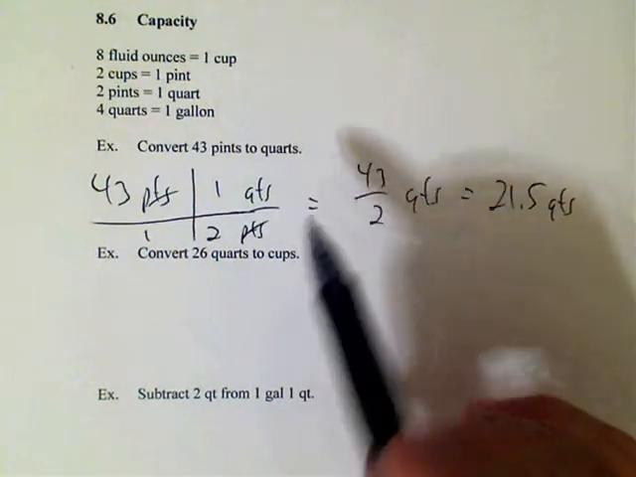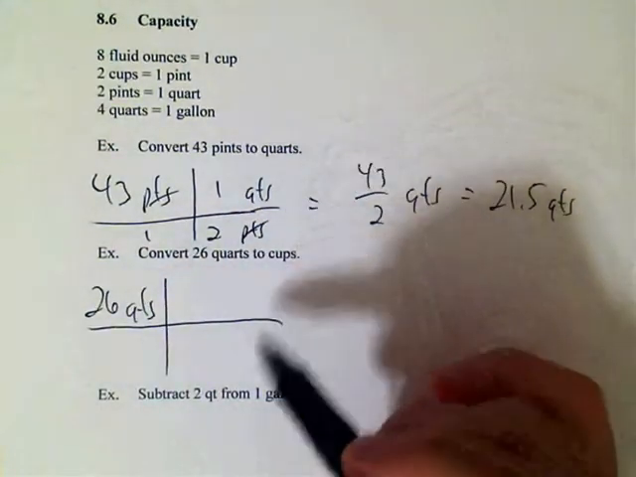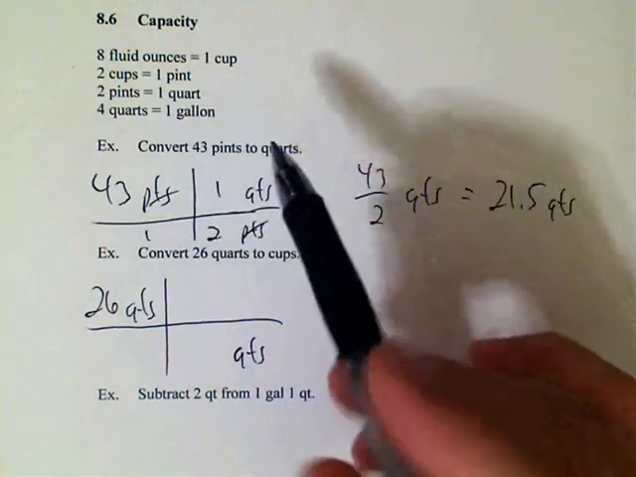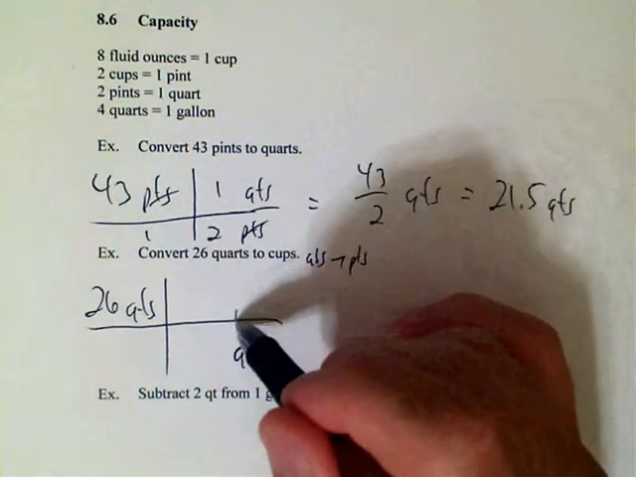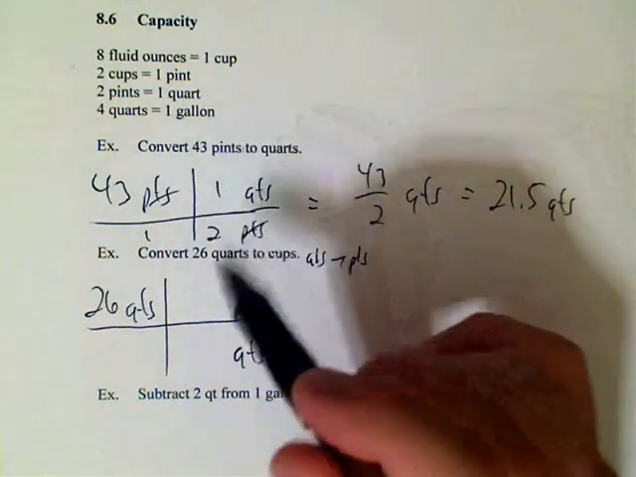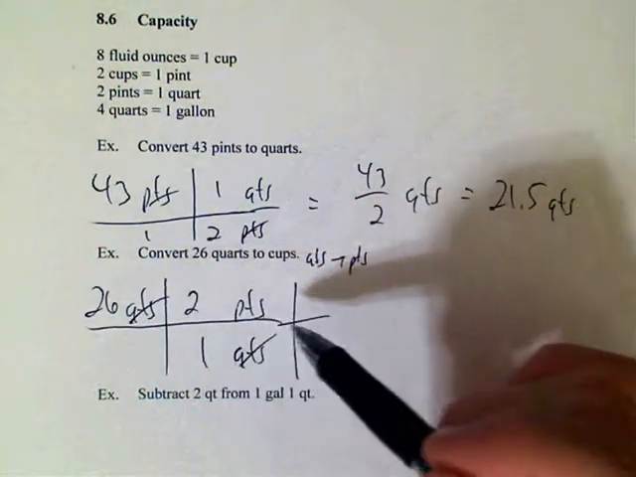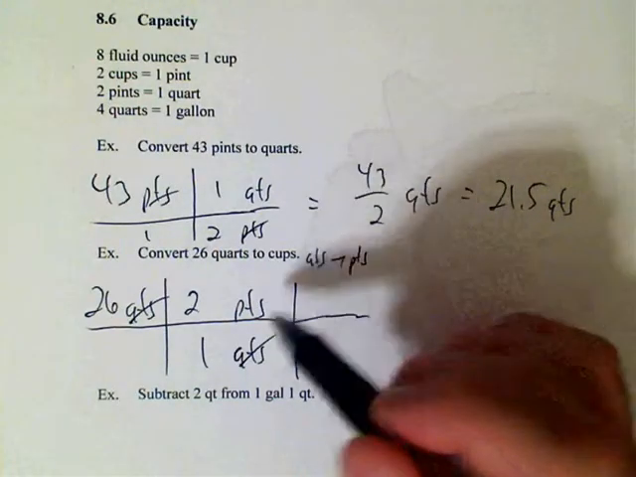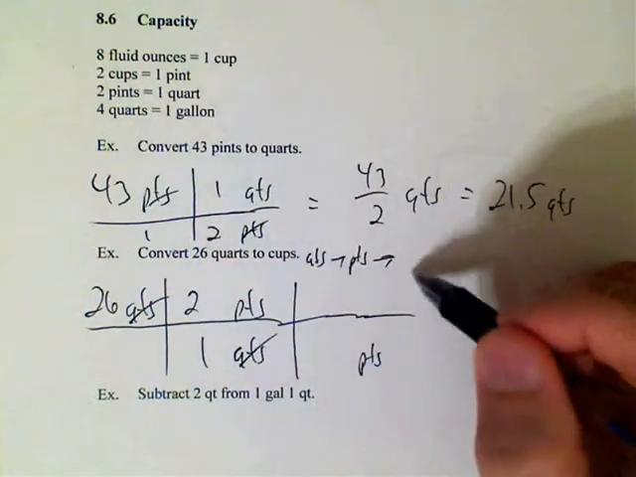26 quarts to cups. This should be a little interesting. We want the quarts to cancel out, but can we get the cups? Not immediately, but we can go from quarts to pints. Let's do that. It says that 2 pints is equal to 1 quart. Now we could do the work and then convert that answer, but let's just keep on going. Now we want the pints to cancel out. So now we want to go from pints to cups, which we can do.